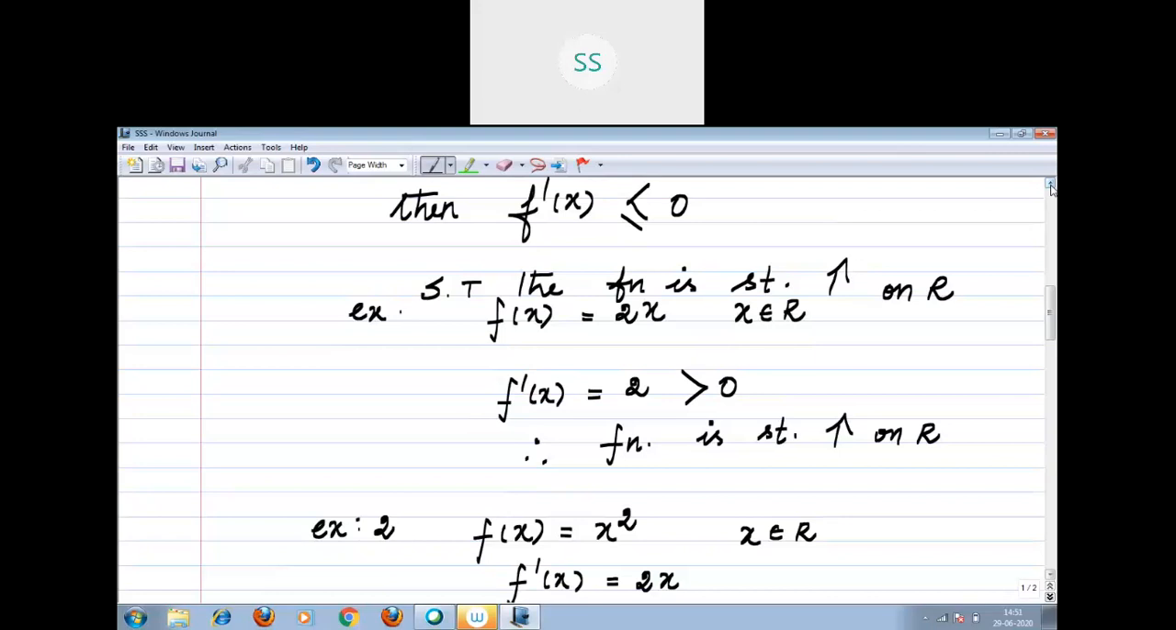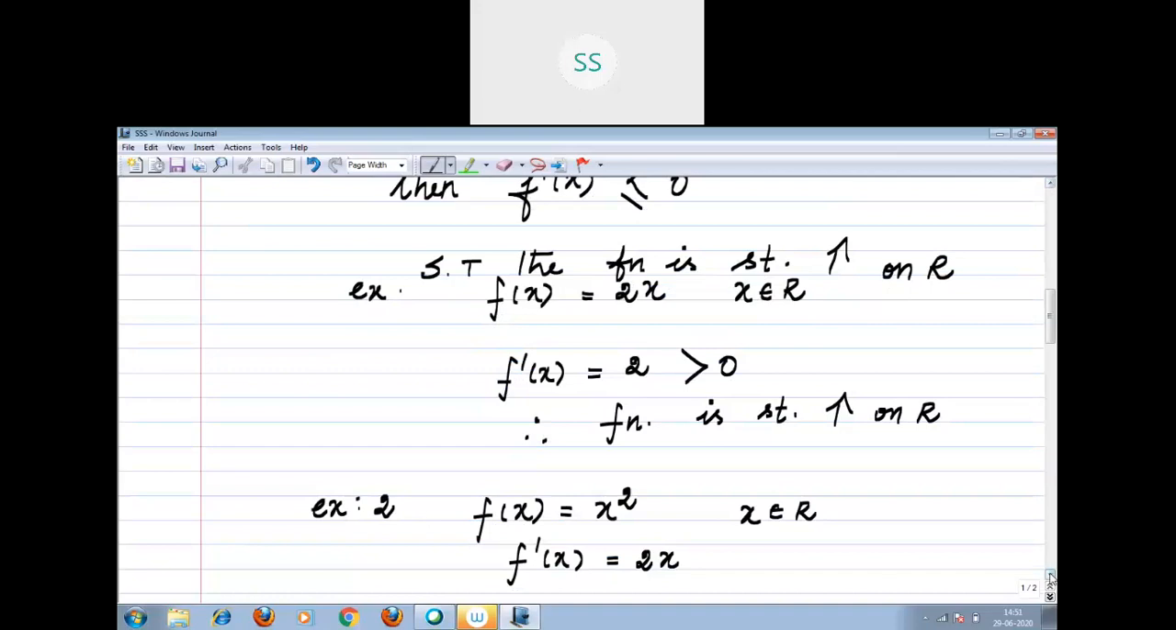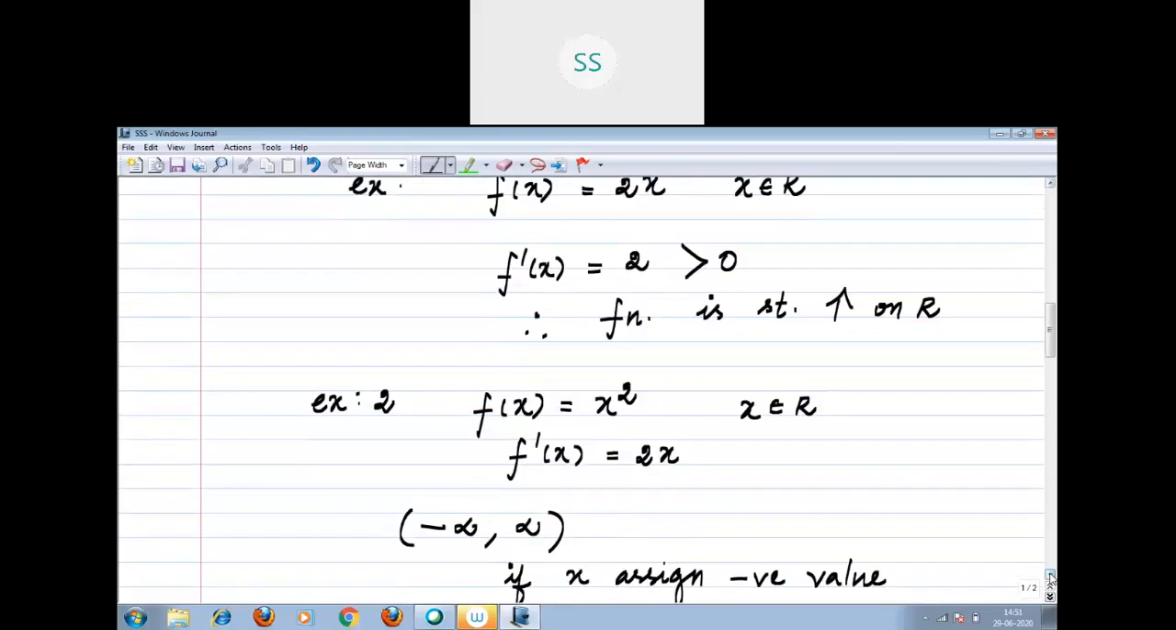Now we'll pass on to the next example. F of x equal to x square I gave, right? Now what is f dash of x? F dash of x equal to 2x. Here you use the derivative of x power n formula, n into x power n minus 1. Here also x belongs to R. R means real numbers. The limitation of the real numbers is minus infinity to plus infinity.